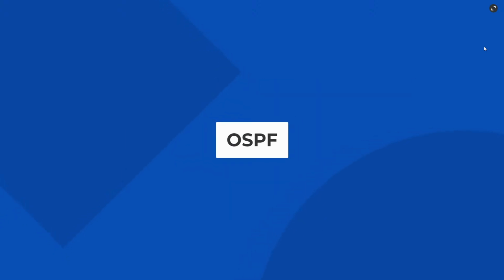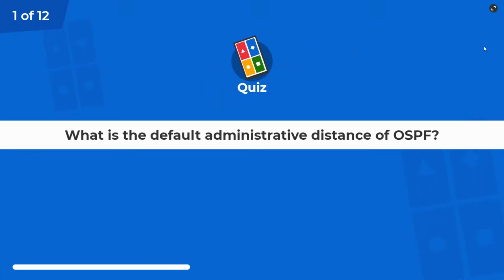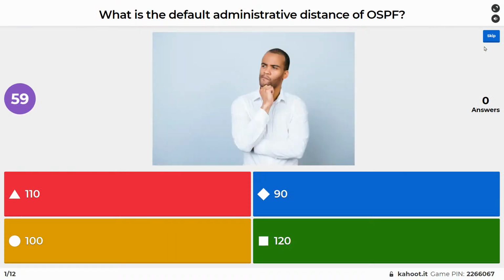It's on OSPF, and the first question in the randomized order is this. What is the default administrative distance for OSPF? The faster you answer and the more accurately you answer, the more points you get. So no pressure, but knock it out of the park.